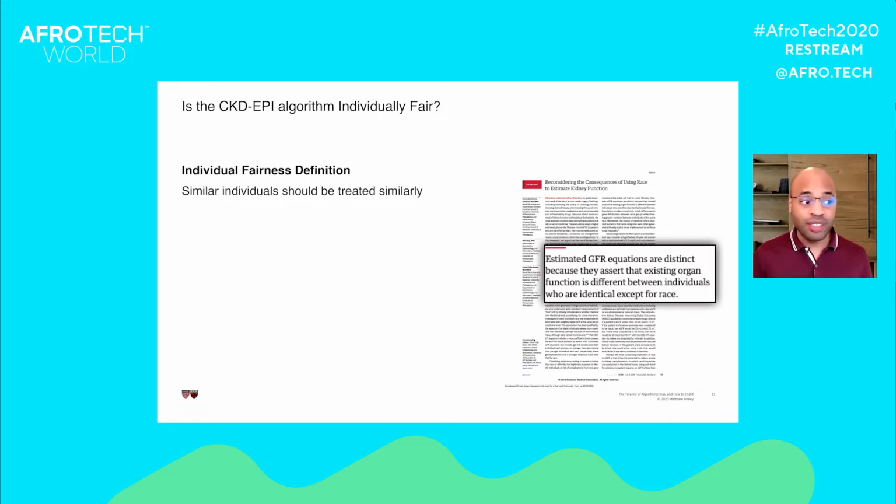And the medical community is starting to come around to this. So last year, in the Journal of the American Medical Association, they published an article asking to reconsider the use of race in the kidney function algorithm. And there was a sentence here that I thought was really important. With the eGFR equation that's being used, it asserts that existing organ function is different between individuals who are identical except for race. Race is causing African Americans to get unfavorable scores of their kidney function measurement that might lead them to get a lower priority on the waiting list to receive an organ that's desperately needed.